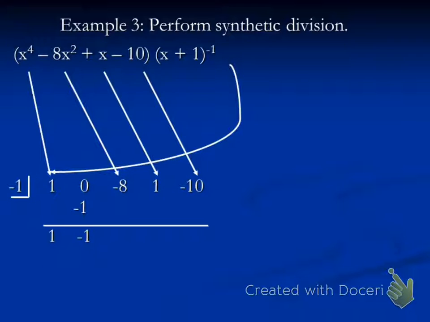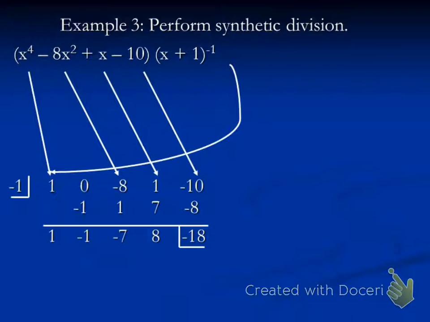Negative 1 times negative 1 is positive 1. So you can see right now there are a lot of negative multiplications, additions, subtraction, integer operations. You've got to be really solid on those things. Negative 8 plus 1 is negative 7. Negative 1 times negative 7 is positive 7. Add those together, that gives us 8. Negative 1 times 8 is negative 8. And when you add those together, we get negative 18.